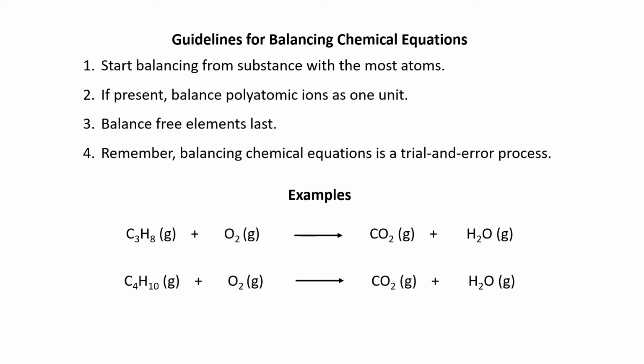Okay, let's talk about guidelines for balancing chemical equations. The first is start balancing from a substance with the most atoms associated with it. Secondly, if polyatomic ions are present in the chemical equation, we want to balance those as one unit. Third, we say free elements are last to balance.